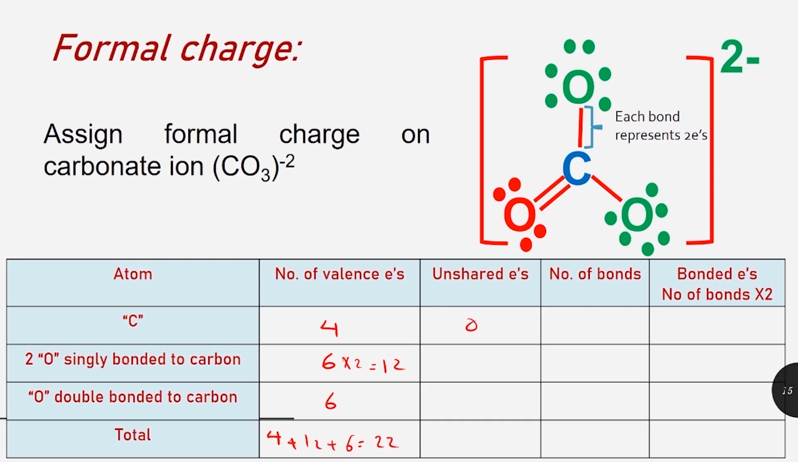For carbon, there are 0 unshared electrons. The 2 singly bonded oxygens have 6 unshared electrons multiplied by 2 because there are 2 oxygens, equal to 12. The doubly bonded oxygen has 4 unbonded electrons. The total number of the unshared electrons is equal to 0 plus 12 plus 4 equal to 16 electrons.